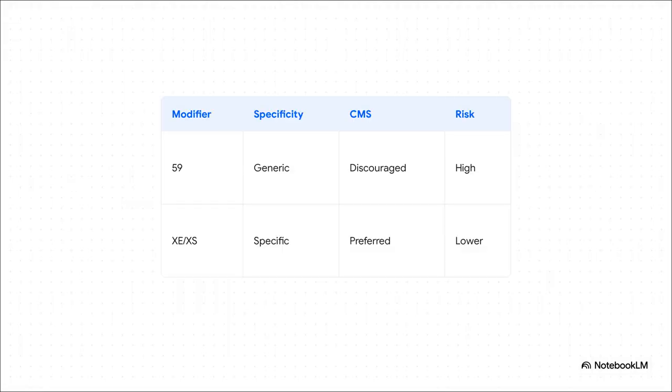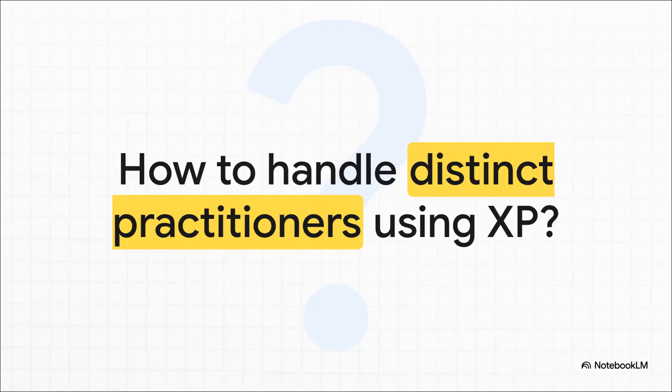Let's wrap this up with the ultimate cheat sheet. Just look at this comparison. Modifier 59 is generic, actively discouraged by CMS, and carries a very high audit risk. Meanwhile, XE and XS are highly specific, preferred by CMS, and keep your audit risk much lower. It's a no-brainer, right? So you've officially mastered XE and XS.